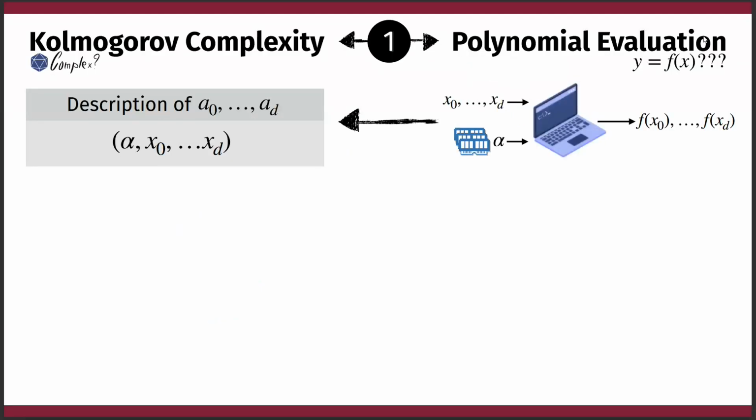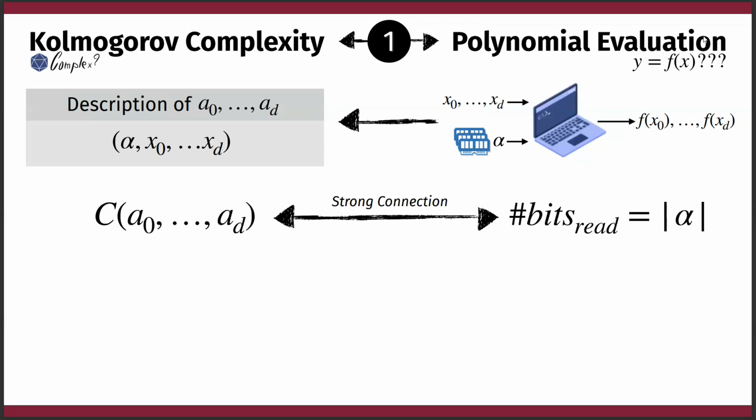What we show in the paper is that, suppose you have this machine on the right that takes as input D+1 points and reads a string alpha from the memory, and assume that the machine gives you the correct evaluations as output. Then we can say that alpha plus the points is a description of the polynomial, because you can simply take alpha and the inputs, run the machine, take the evaluations, and then do interpolation to reconstruct the polynomial. So this means that the size of alpha is related to the Kolmogorov complexity of the polynomial. And that's what we show.